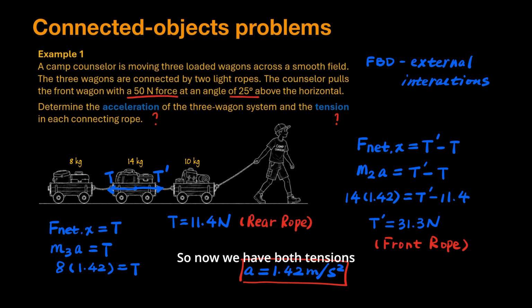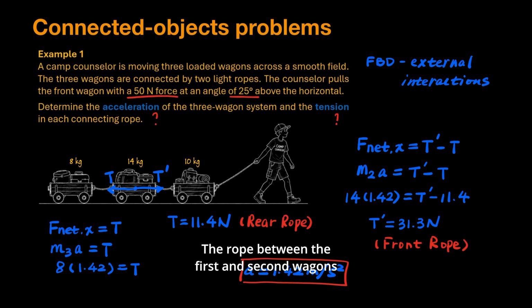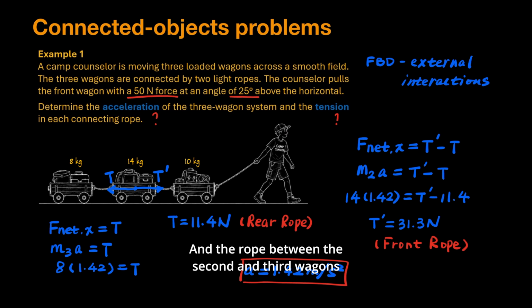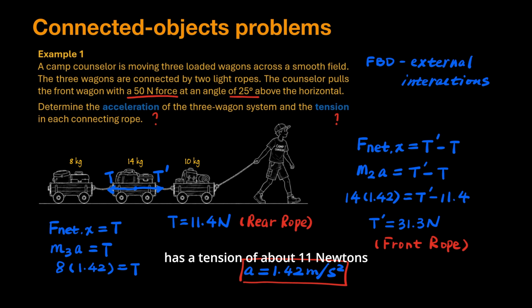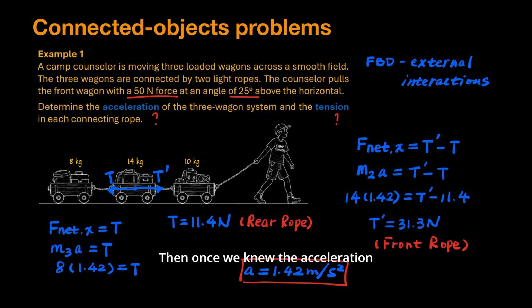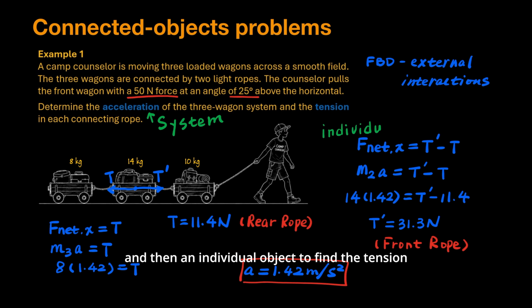So now we have both tensions. The rope between the first and second wagons has a tension of about 31 newtons. And the rope between the second and third wagons has a tension of about 11 newtons. Notice the strategy we used. First, we treated all three wagons as one system to find acceleration. Then once we knew the acceleration, we zoomed in on individual wagons to find the internal forces. That's often the easiest way to solve connected objects problems. We use the system to find the acceleration, and then an individual object to find the tension.